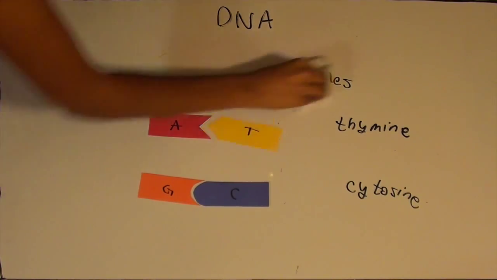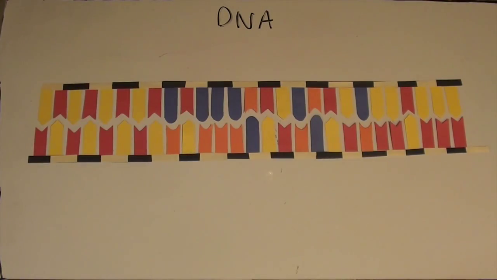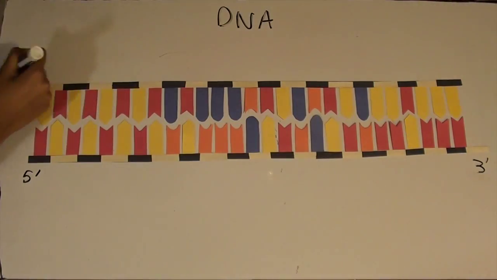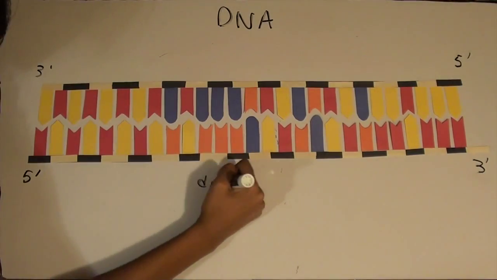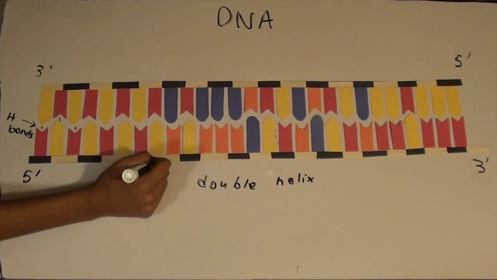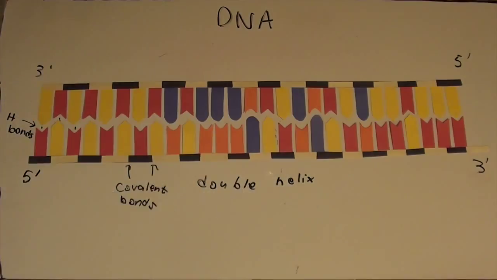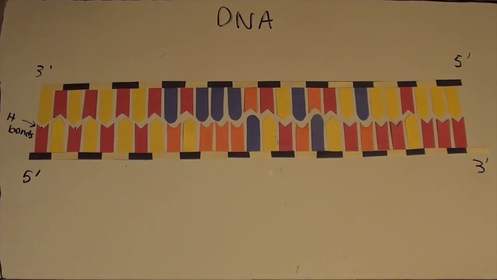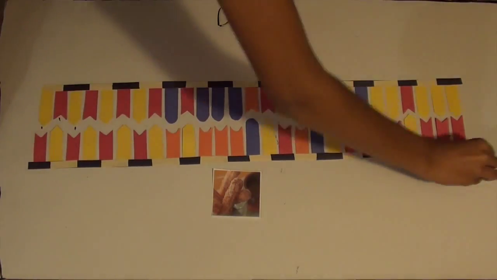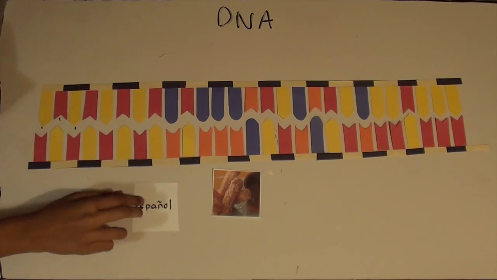A DNA molecule runs from the 5' end to the 3' end, and it is called a double helix. The nitrogenous bases of each strand are connected by hydrogen bonds, and the sugar and phosphate backbone stays together with covalent bonds. DNA is similar to an authentic Spanish recipe for some delicious churros. The instructions are all there, but we cannot understand them.